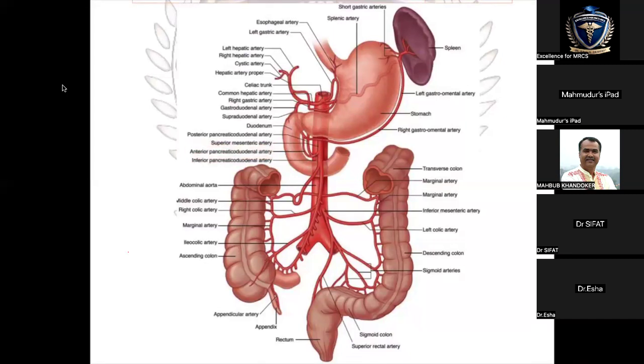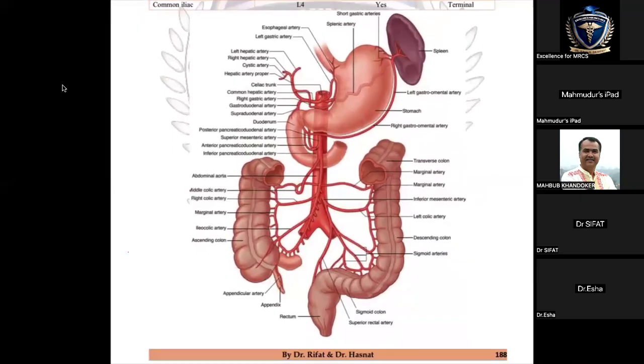Right. Then you'll get the right colic artery. This is the right colic artery. This is which vessel? Ileocolic artery. The ileocolic artery gives origin to the appendicular artery, and it supplies the appendix. Yes, these are all the most important parts of the anterior abdominal wall. I think it's clear to you guys. Please let me know if you are clear.